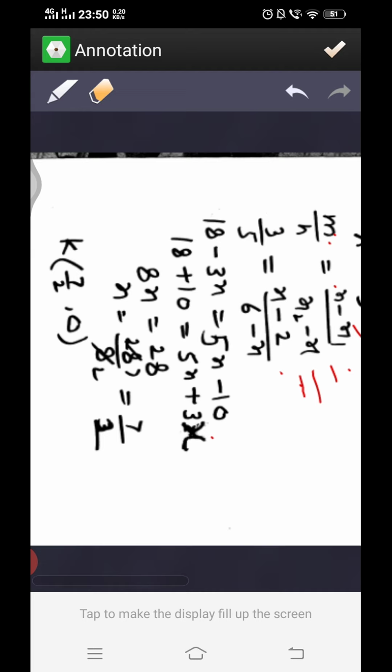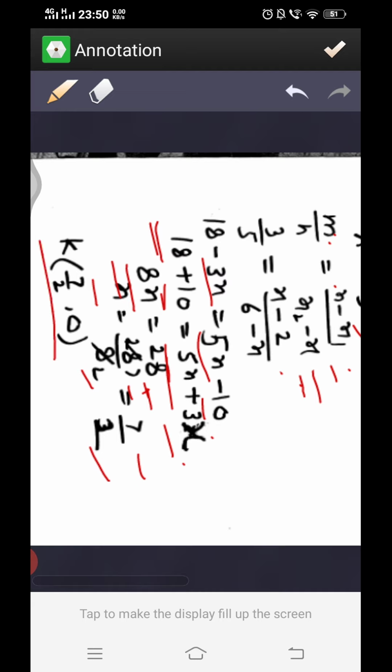So now 18 minus 10 brought this side, plus 10. 5x is here, we bring this 3x there. So 5x plus 3x, that is 8x. 18 plus 10 equal to 28. 8x equal to 28. So x equal to 28 upon 8. Therefore it is 7 upon 2. So coordinates of k are 7 upon 2 comma 0.